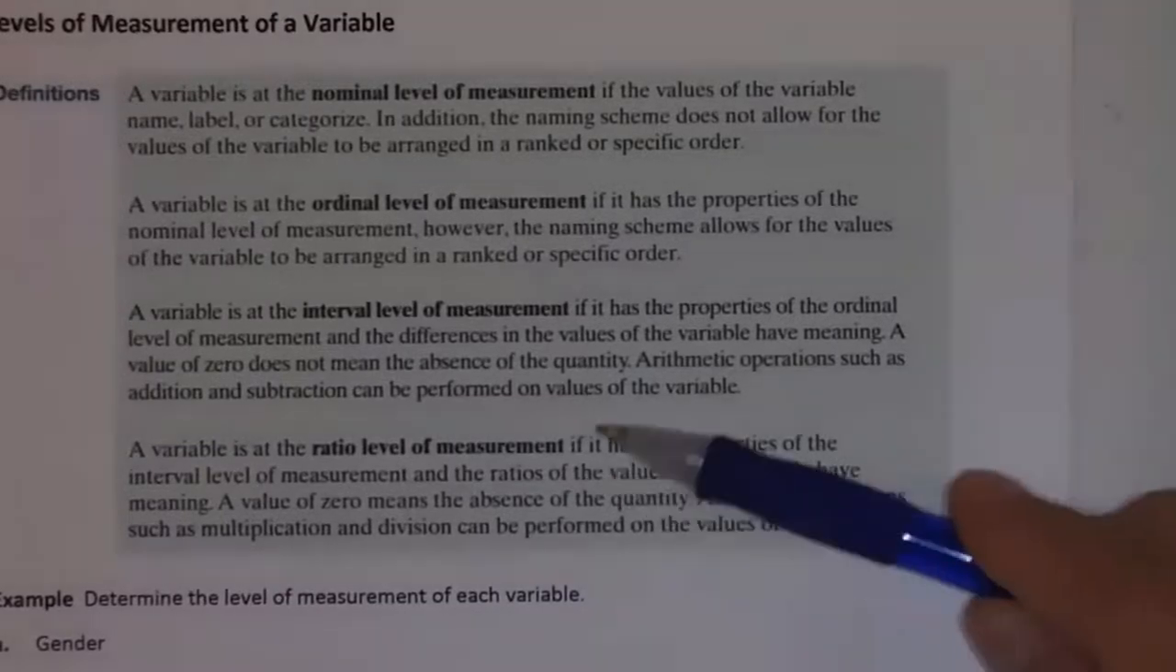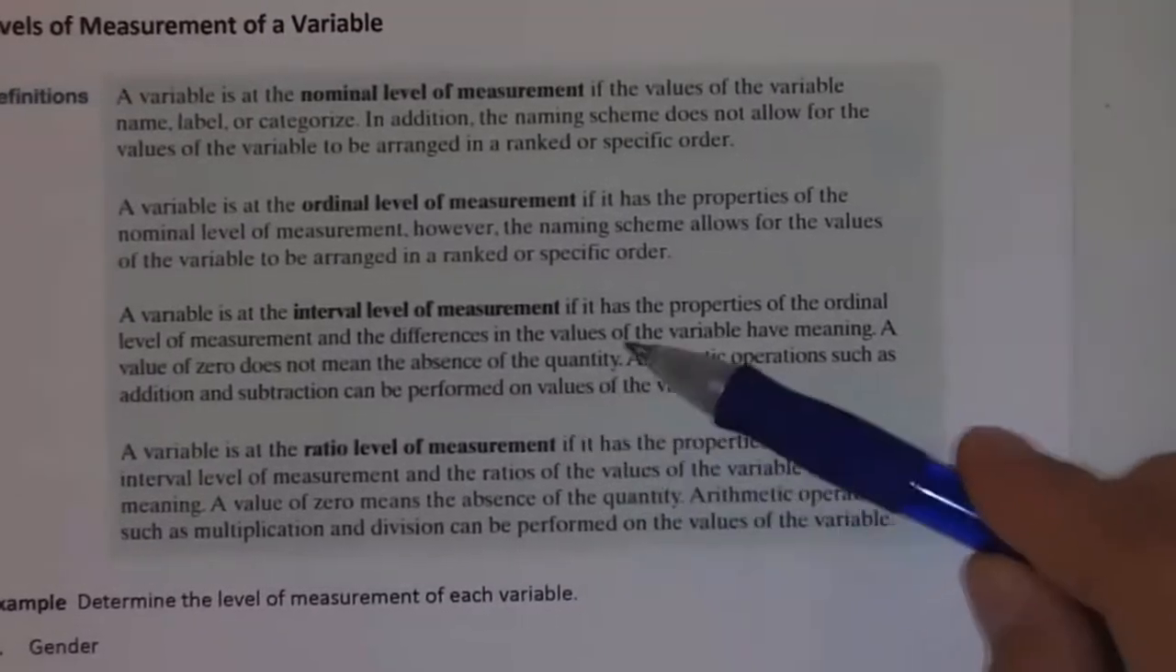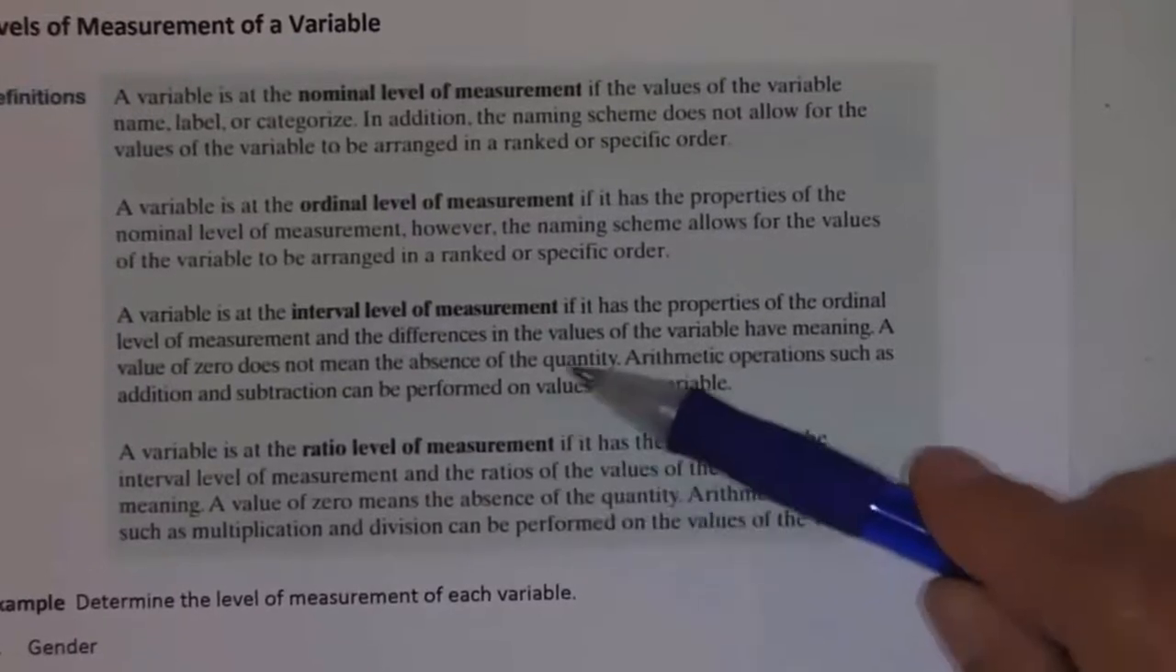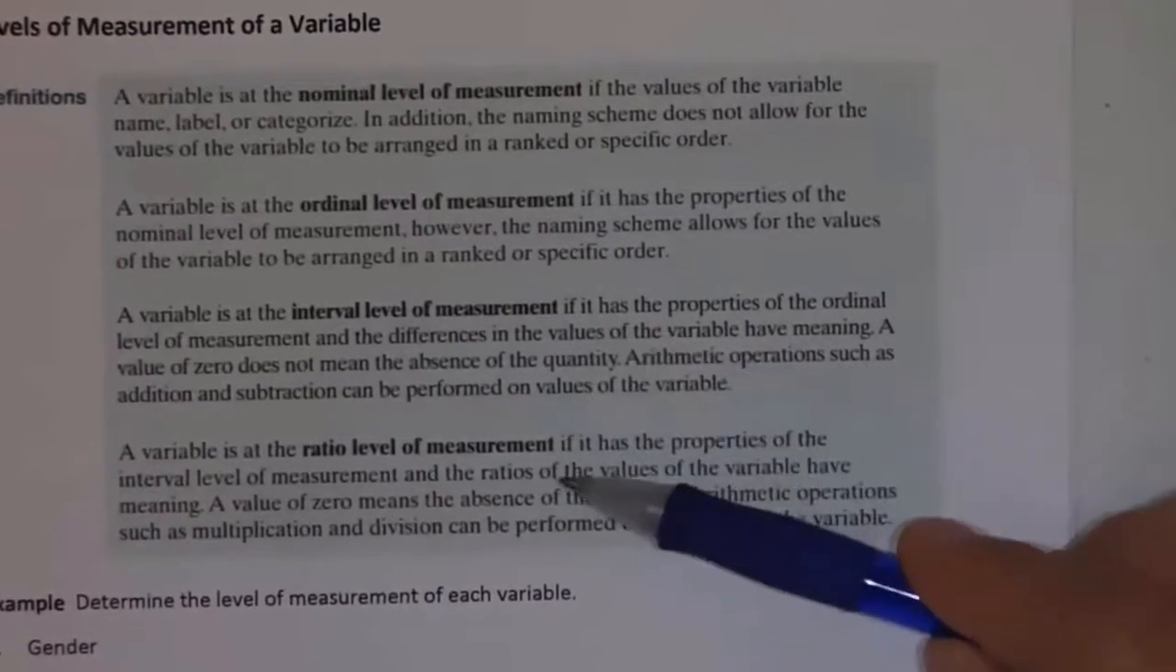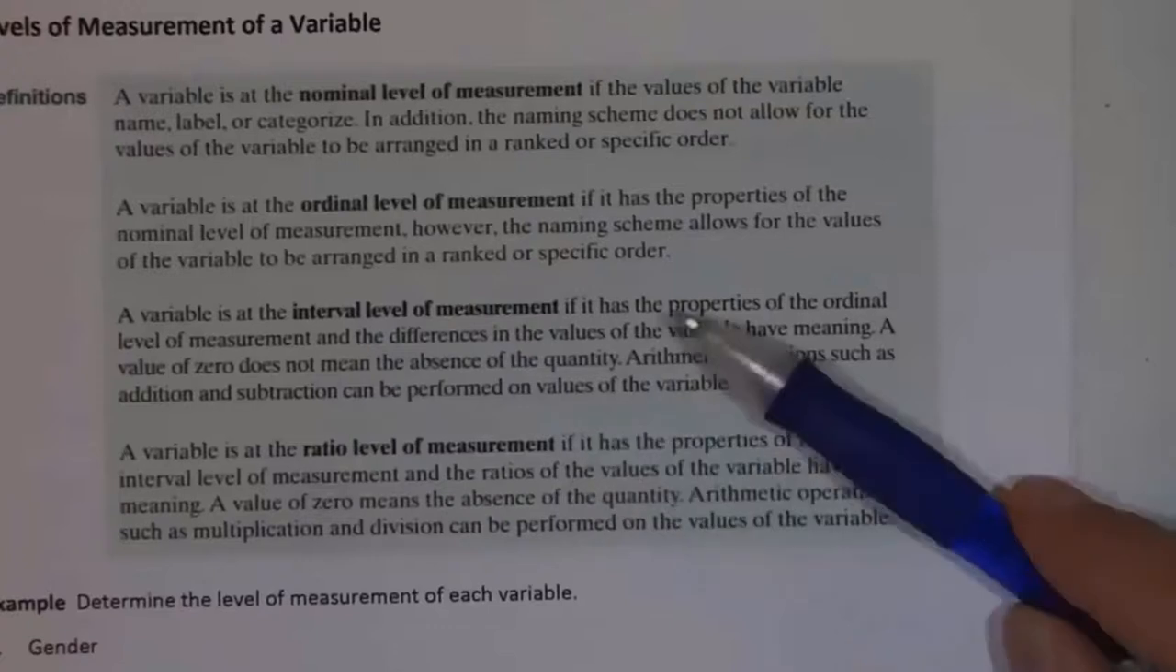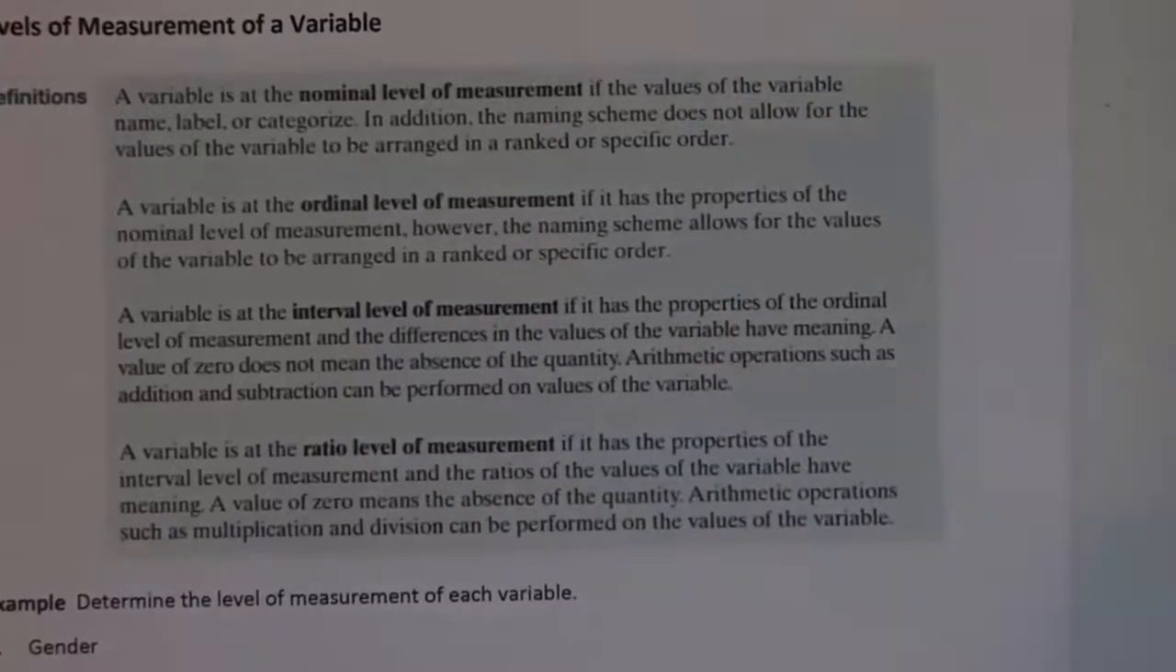The most definitive way to be able to tell the difference between whether you have an interval level of measurement or a ratio level of measurement is to think about 0. Is there a 0 to the scenario that you're talking about? Like, for example, number of siblings. 0 is a legitimate response, and 0 would mean what?